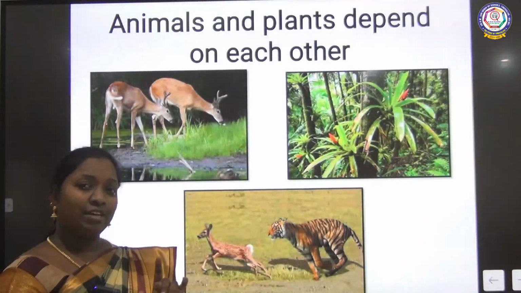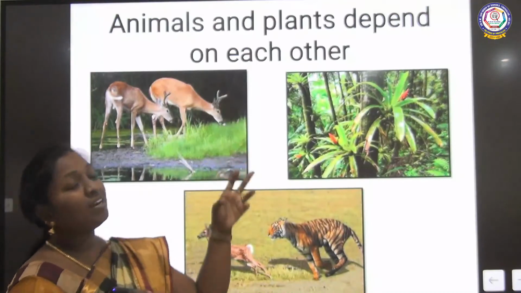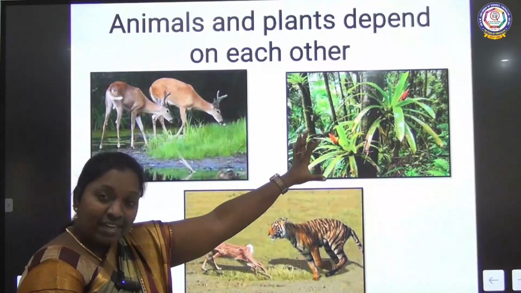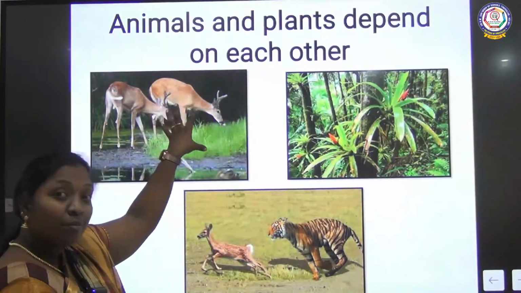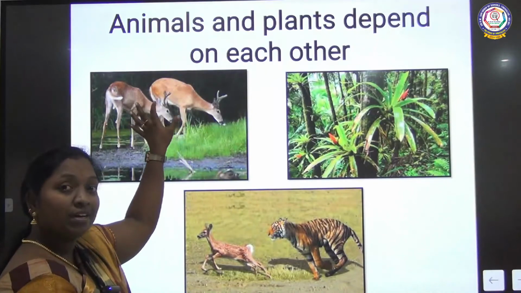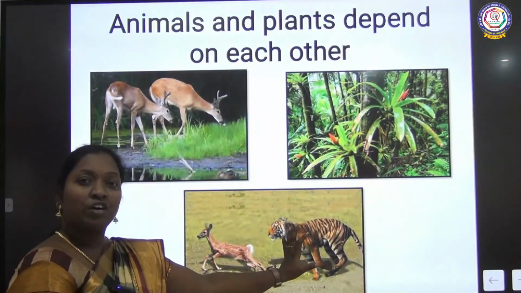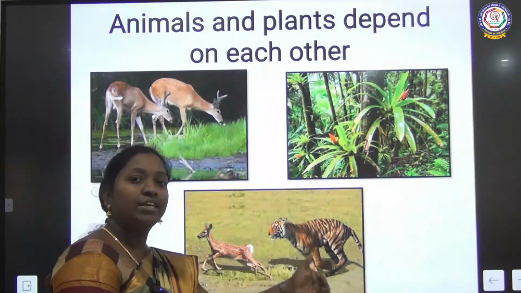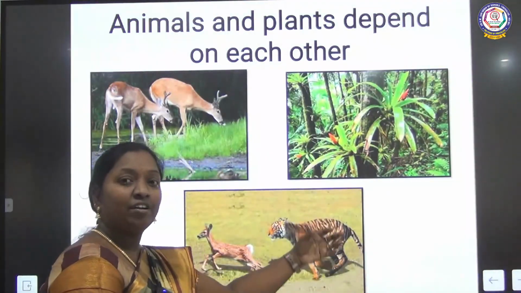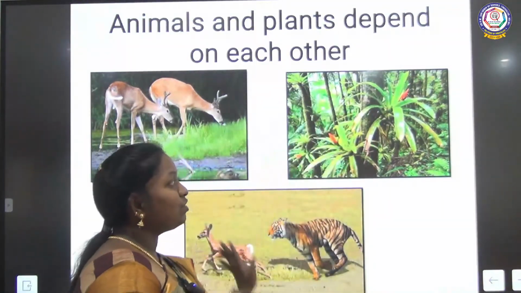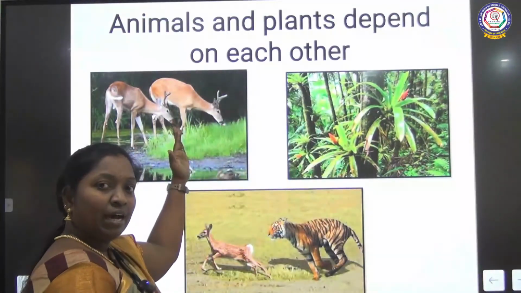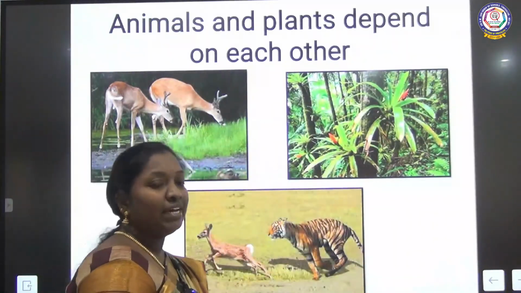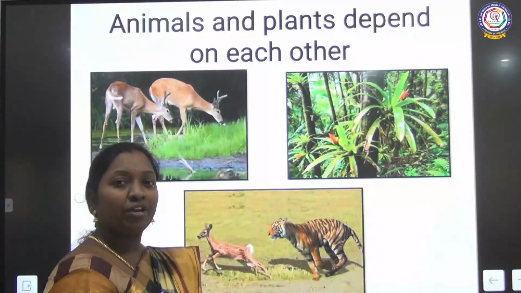Finally, animals and plants always depend on each other. Plants are the food for herbivorous animals, and those herbivorous animals are the food of carnivorous animals. Then what happens after they die? They decay and decompose into the soil, and from the soil new plants grow again. Plants grow, herbivorous animals eat them, and herbivores become food for carnivores. This is how animals and plants depend on each other.